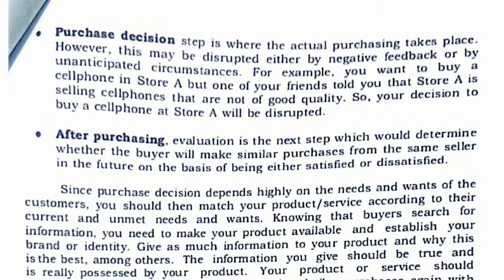It's either by negative feedback or by unanticipated circumstances. For example, you want to buy a cell phone in store A, but one of your friends told you that store A is selling cell phones that are not good quality, so your decision to buy a cell phone at store A will be disrupted. After purchasing, evaluation is the next step, which would determine whether the buyer will make similar purchases from the same seller in the future on the basis of being either satisfied or dissatisfied.